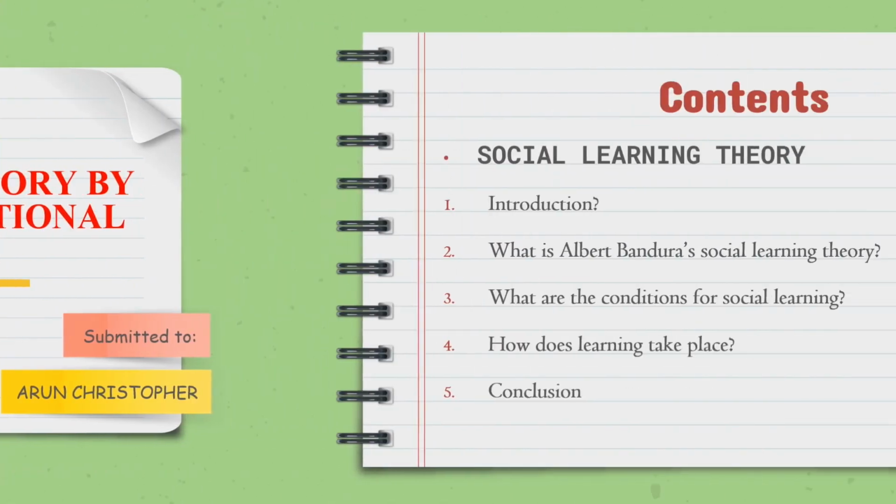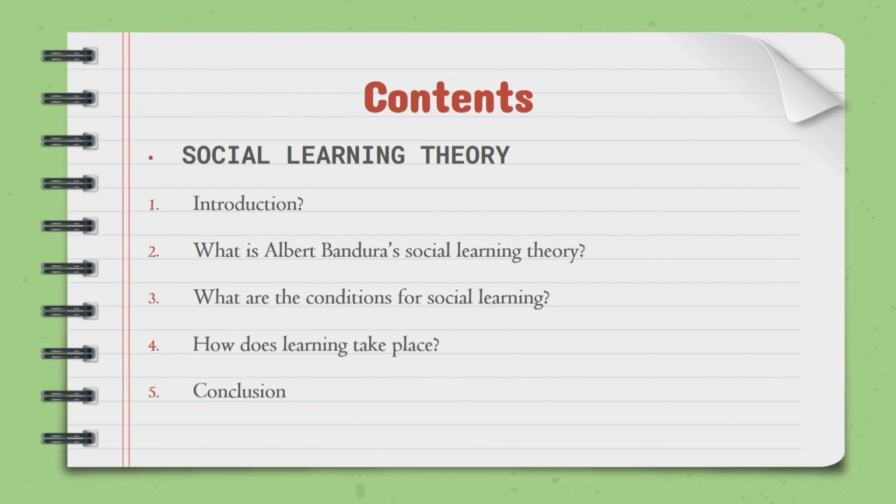As you know, Bandura's social learning theory emphasizes the importance of observing, imitating and modeling behaviors, suggesting that learning can occur through observation alone. Its educational implications include the use of role models, peer collaboration and creating supportive learning environments. In this presentation, we will cover these contents.